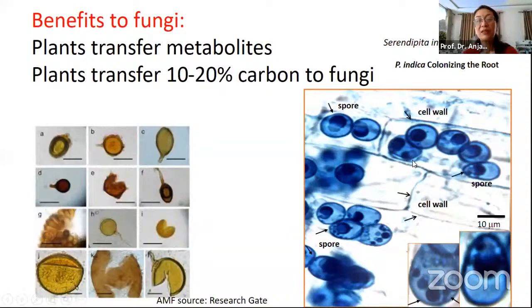And here to the right, you can see Piriformospora indica. These brick-like structures are the root sections, and lactophenol blue staining has been done, and these are the spores of that Piriformospora. It got its name because it has a pear shape, thus it is known as Piriformospora indica.